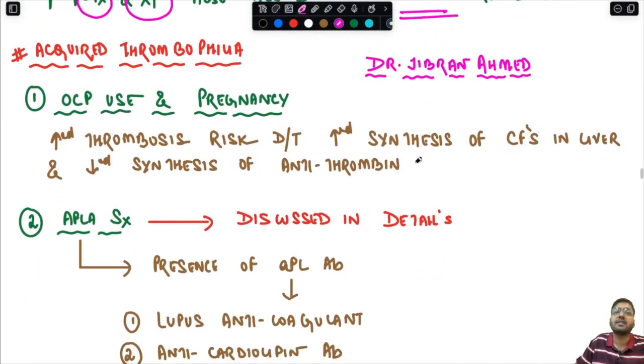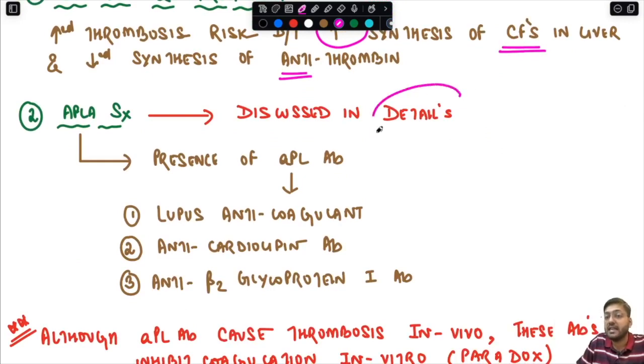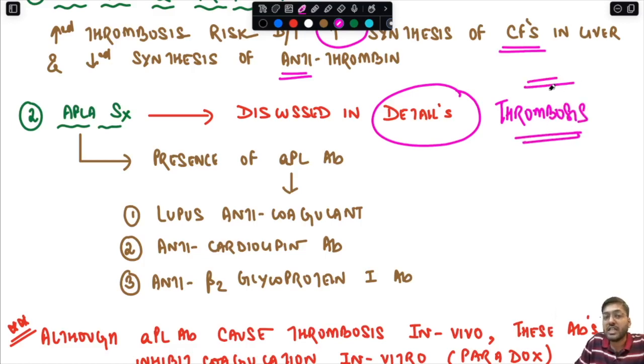Now we are going to discuss acquired thrombophilia. Among the acquired thrombophilias there are many causes, but we will discuss the most important ones. OCP use and pregnancy: how do they increase the risk of thrombophilia? There is an increased thrombosis risk which occurs due to increased synthesis of clotting factors in the liver and decreased synthesis of antithrombin. APLA syndrome we have already discussed in detail under the section of thrombosis. Remember, APLA syndrome itself is asked as a full long answer question in the exam.